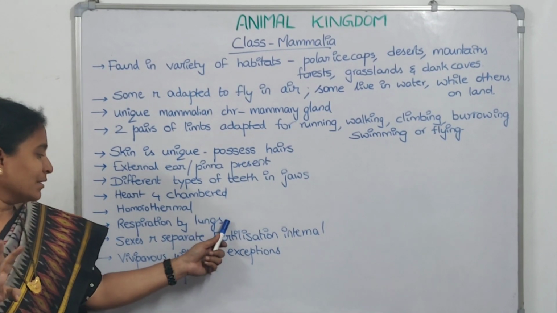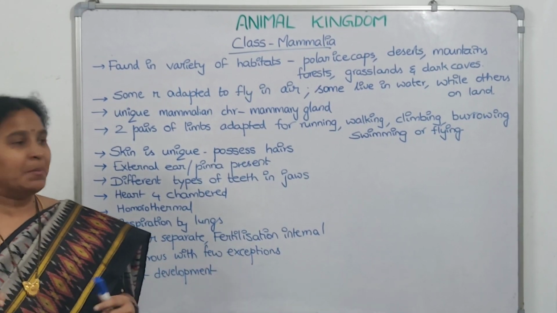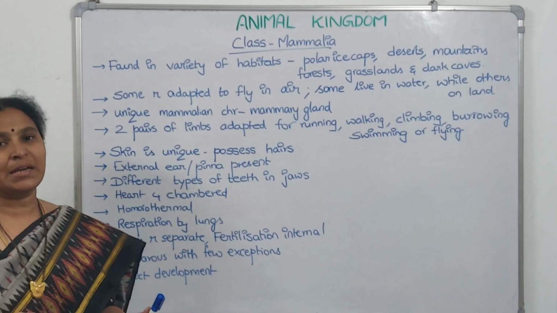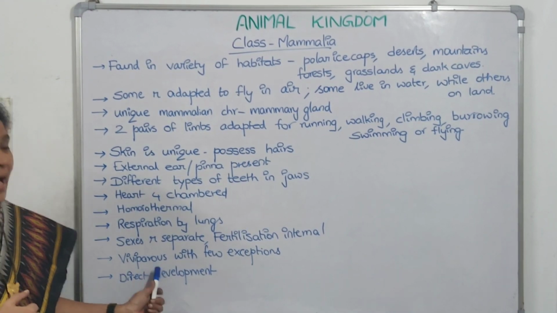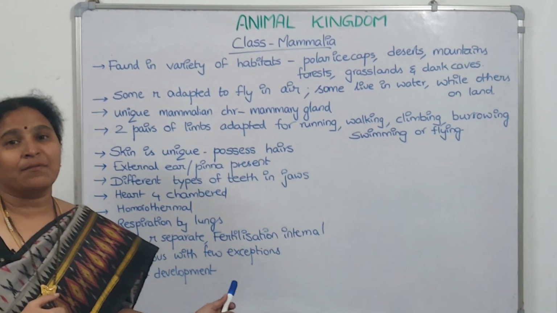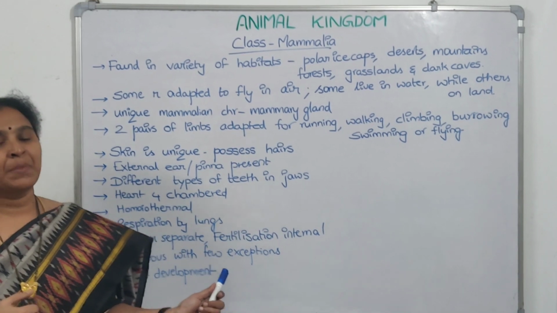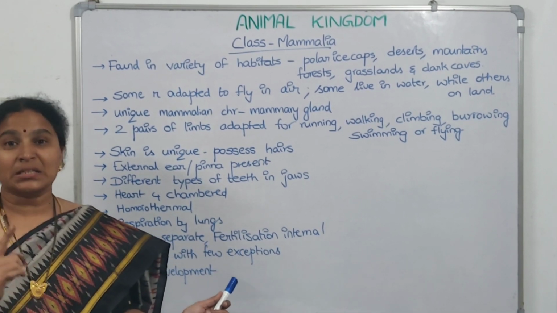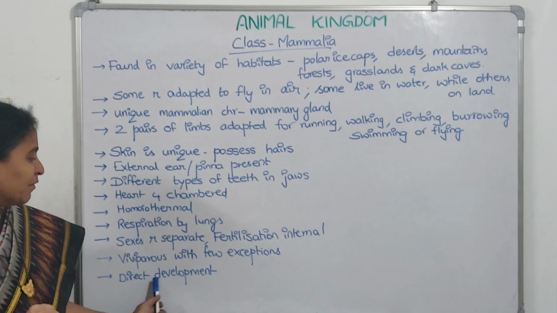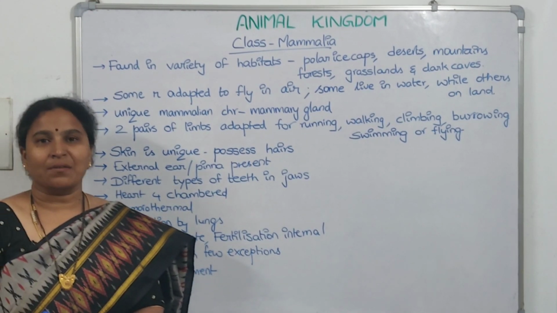Respiration happens through lungs. Sexes are separate, male and females are separate. Fertilization happens inside the body, internal fertilization. And they are viviparous. Mammals are viviparous with few exceptions like Ornithorhynchus, platypus. It is an egg-laying mammal, right? And development is direct. It doesn't have any larval stages.